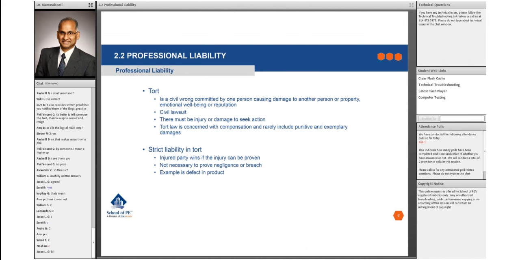So this strict liability generally applies when you have a product involved. When you manufacture a product and sell it, people expect that product to be perfect, because they bought that product because they assumed or they expected the product to be perfect. Okay, so the strict liability applies mostly for products and the manufacturing.